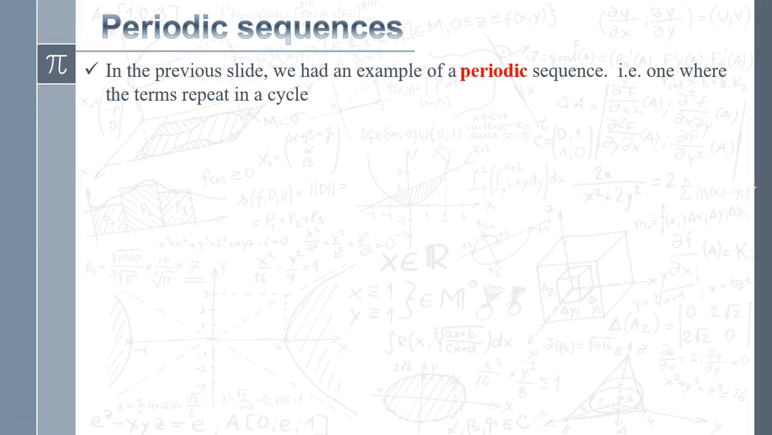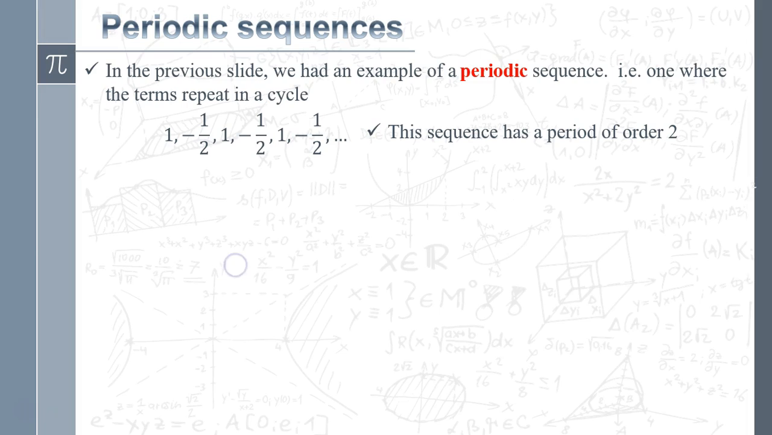Right, last thing we need to talk about is periodic sequences, and we saw one of those actually in the previous slide. A periodic sequence is one where terms keep repeating. So we had the previous sequence, there it was, and we've got a sequence there that repeats every 2 terms, so that's got a period of order 2. It goes 1, minus half, 1, minus half, and so on and so forth. When we get something like that, finding summations becomes easier if we can figure out what the period is and what the sum of the terms is within that particular period.